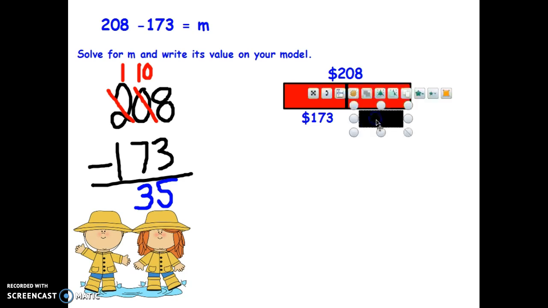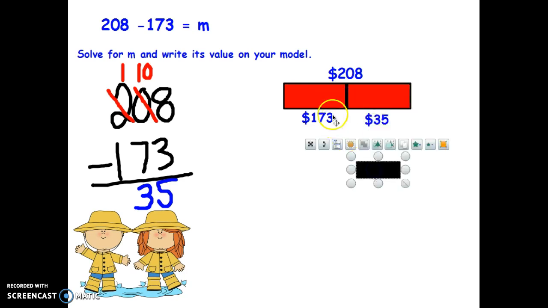So now I know that Joe had a total of $208. He started with 173. However, to go from 173 to 208, he had to add $35 more into his bank account.